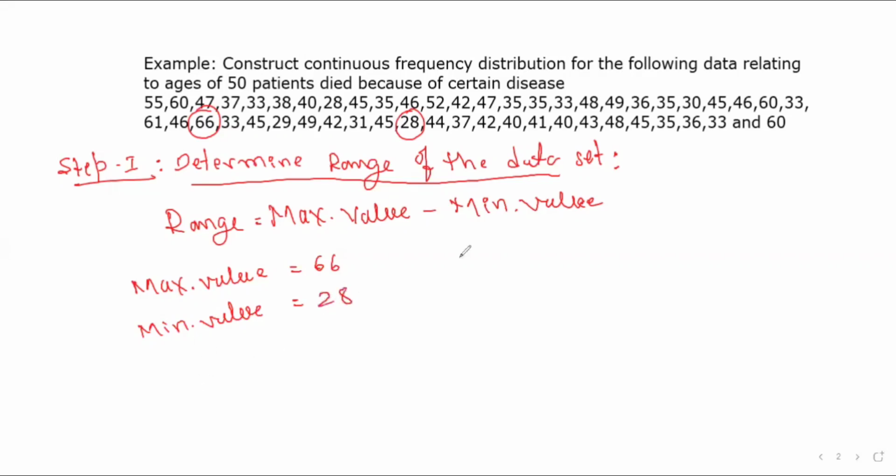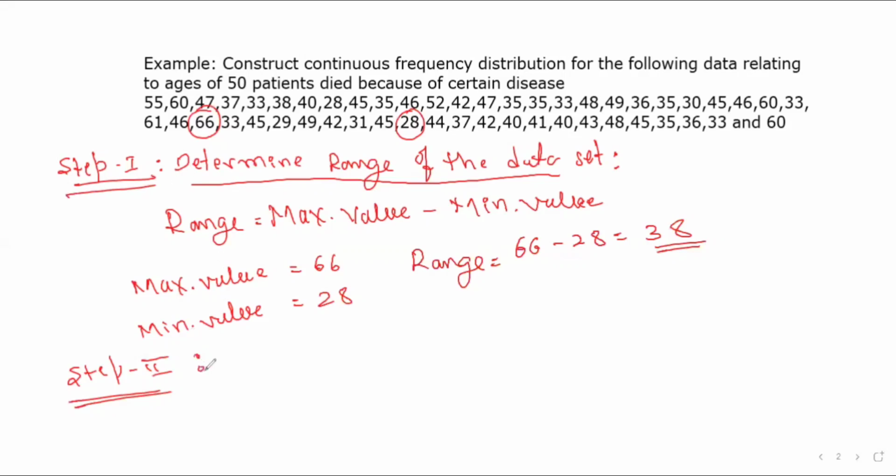So now what is the range? Range equals maximum value 66 minus minimum value 28. 66 minus 28, the answer is 38. This is step number 1. Now step number 2. So what is step number 2?